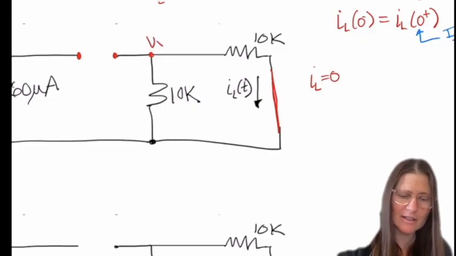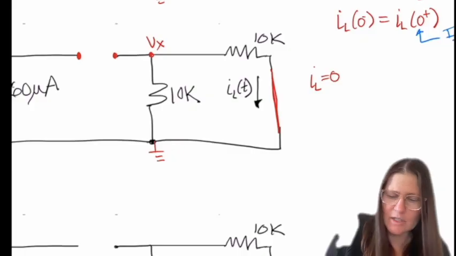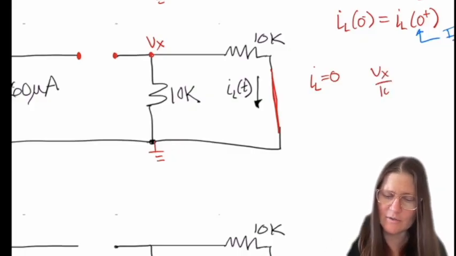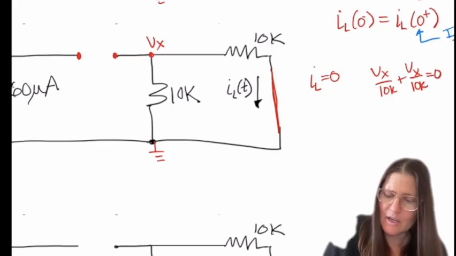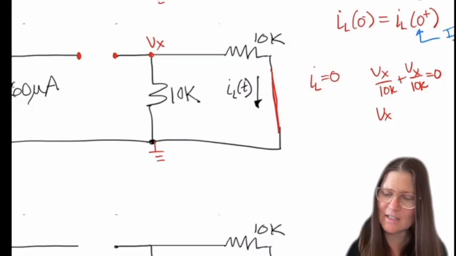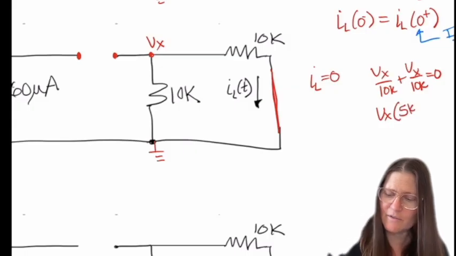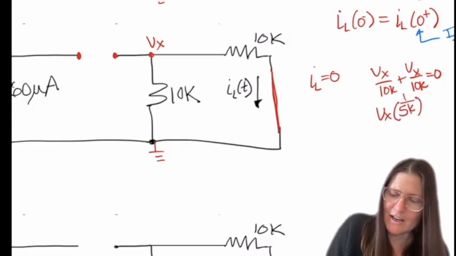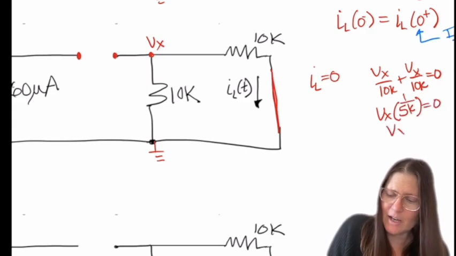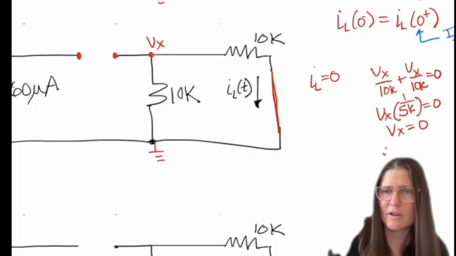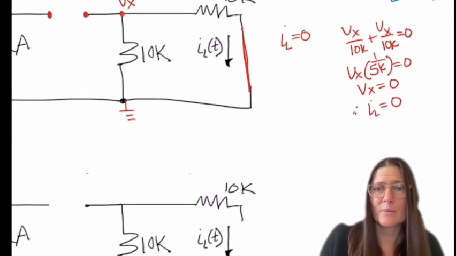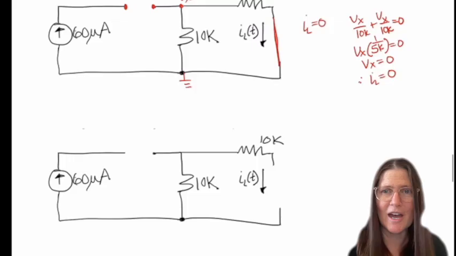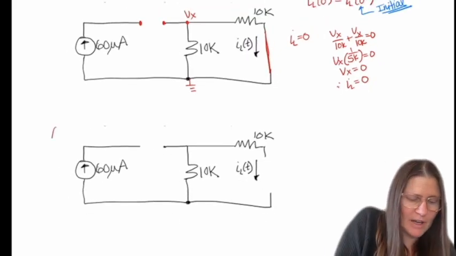Go back, do Vx and do ground, and then do your equation of Vx over 10K plus Vx over 10K equals 0. And then you're going to see that this will be 1 over 5K. And so Vx has to equal 0, therefore IL will be 0. So mathematically, that would be the solution for that. Now we want to find tau.